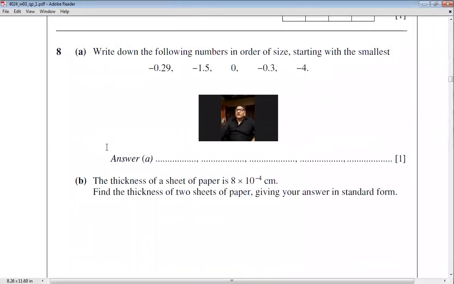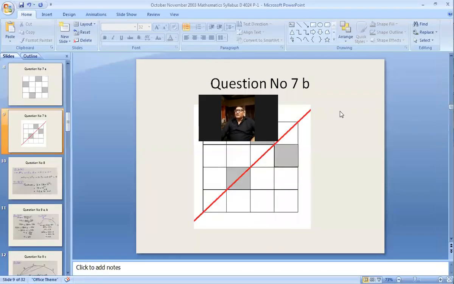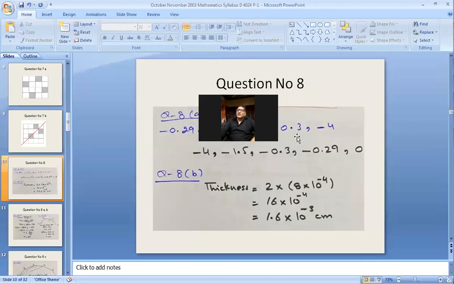So we are going to question number 8. It says write down the following numbers in order of their size, starting with the smallest. You see, because these numbers are negative, this one is the largest negative number, and then we will have this number, that's the B position, this is A position, then C position, then D position, and then we will have 0. I've done this on paper. Let me show you my work, and then you can continue.